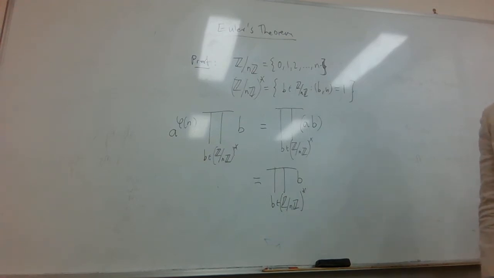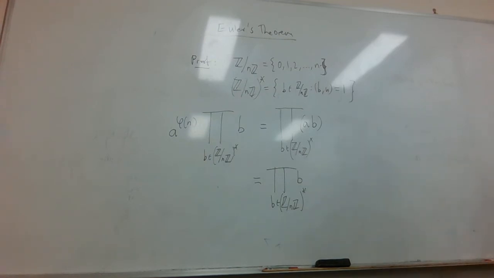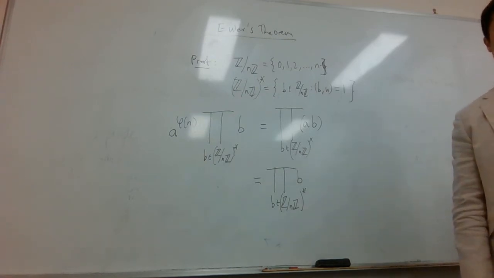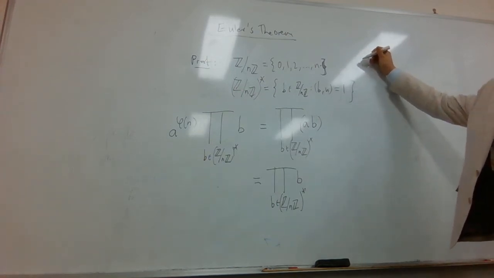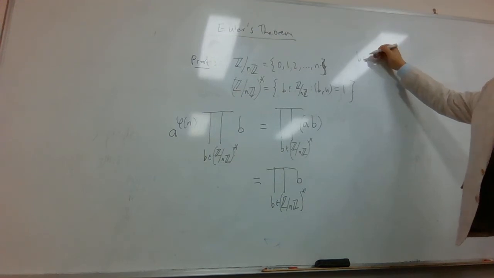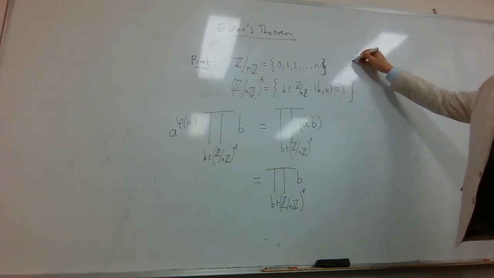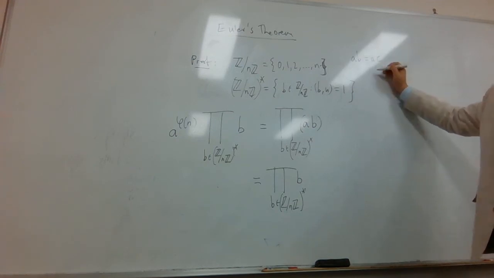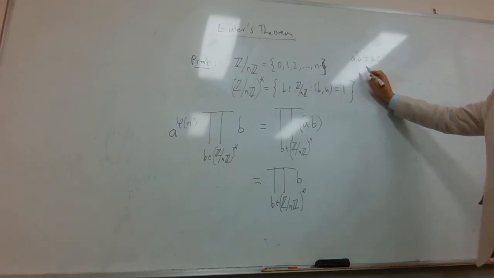They multiply to themselves. So if A is co-prime, then... Yeah, so let's see if there's any duplicates, right? So if there's a B and a C that are duplicates, that means A times B equals A times C, right? Yeah. And then that would imply that the A's would cancel and B equals C. So there wouldn't be any duplicates from different B's and C's.